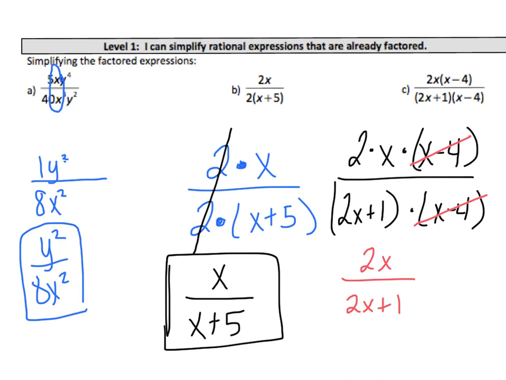Okay, again, I think about, can I simplify 2x over 2x plus 1? The answer is no, because the 2x is being added to the 1, and the 2x on the top isn't being added to anything. So because the 2x on the bottom is being added and not multiplied to the 1, I can't simplify the 2x. So I'm going to leave it just like that.